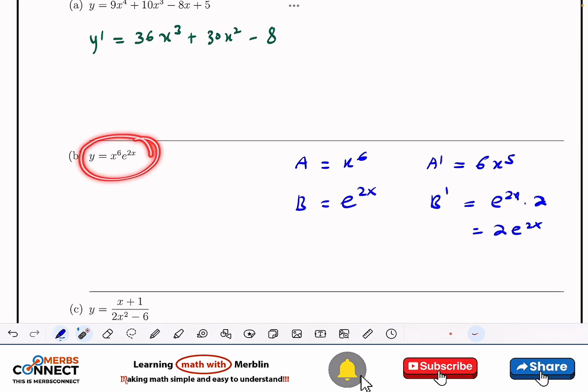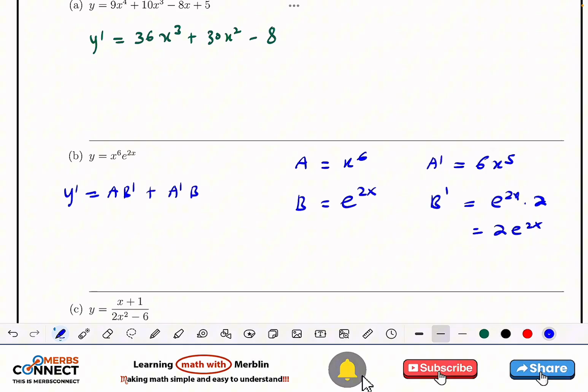Somebody can also do it directly, right? Using y prime, you can just write the final answer there. It's also right. So y prime is going to be a b prime plus a prime b. So what are we going to get? This a is x to the power 6 times b prime, which is 2e to the power 2x, right?